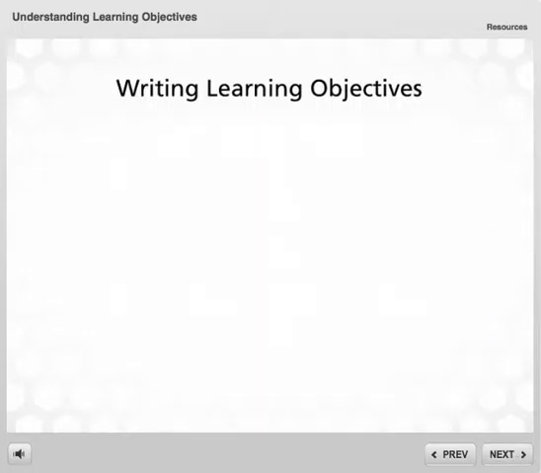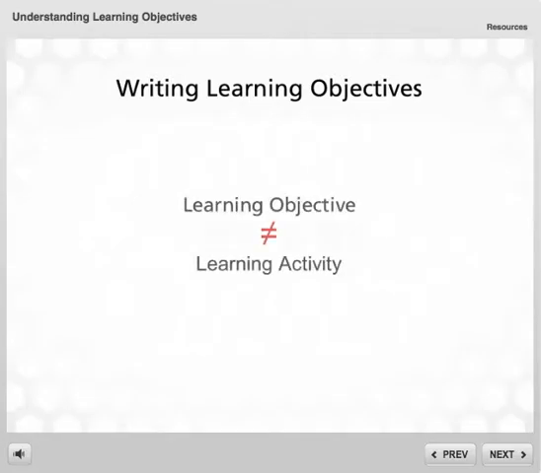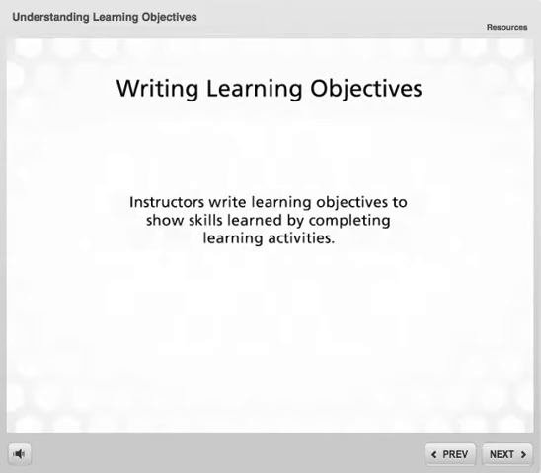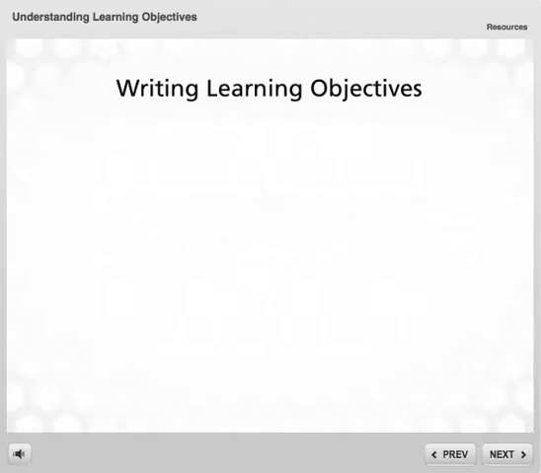Now that we know what learning objectives are, why we need them, and how they form, we can learn to write them. Learning objectives are not learning activities. Here is the difference. Instructors write learning objectives to show skills learned by completing learning activities. Instructors write learning objectives using the A, B, C, D format.